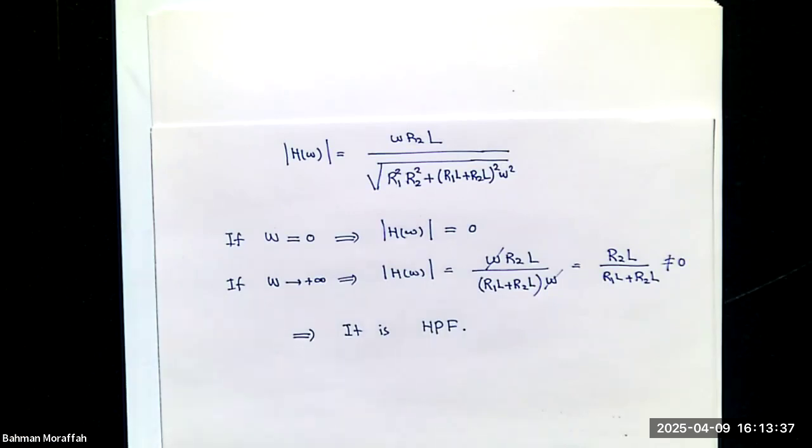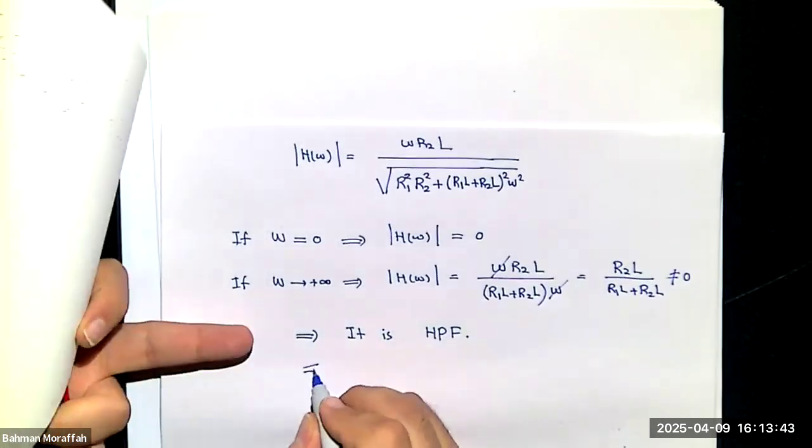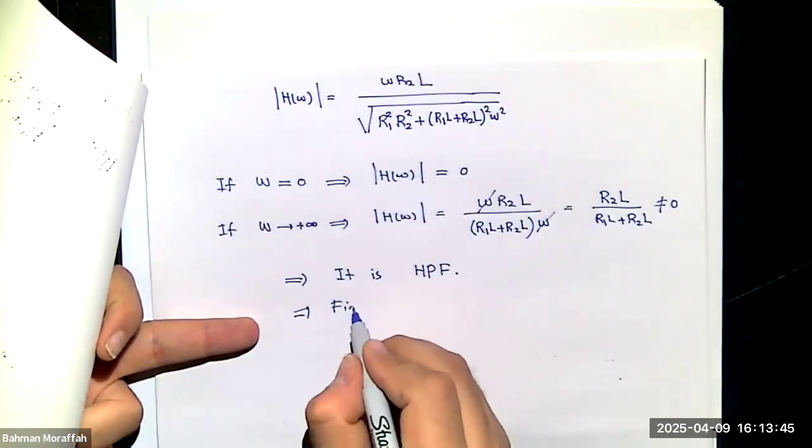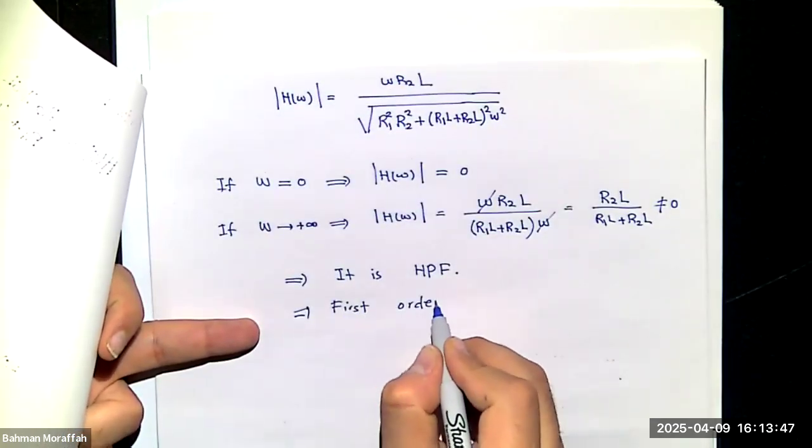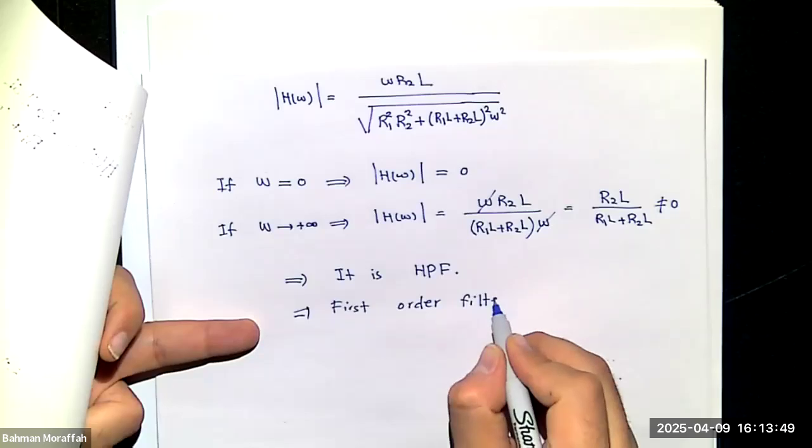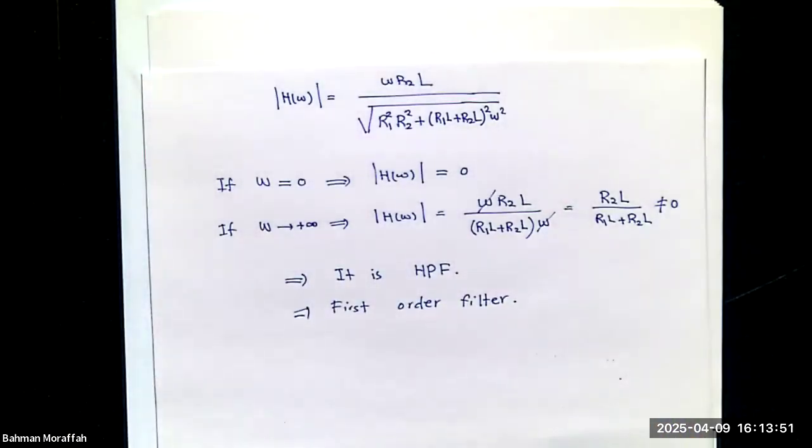Does that make sense? So that's it. Since it's a high pass filter, we know it is a first order as well. We already knew though, right? Because the circuit we started with was a first order circuit. So we're torn between high pass and low pass, but we verified it was a high pass.